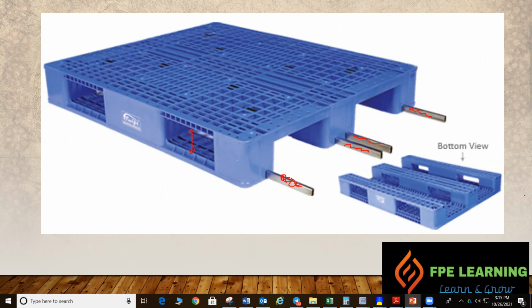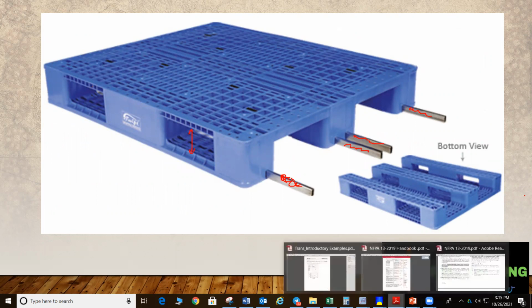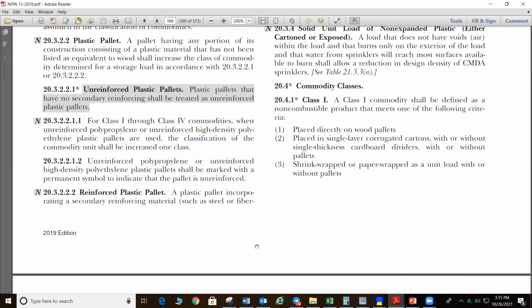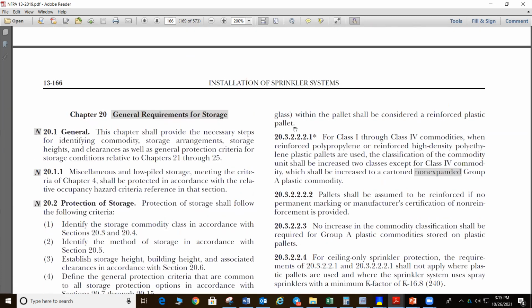It will give more heat from the fire and a continuous supply of oxygen from these open areas, right? So this is why NFPA says that. If you don't know the exact classification, you have to increase by 1. Now look at the reinforced plastic pallets. As per 23.2.2.2, plastic pallets incorporating a secondary reinforcing material such as steel or fiber or glass within the pallet shall be considered reinforced plastic, right?